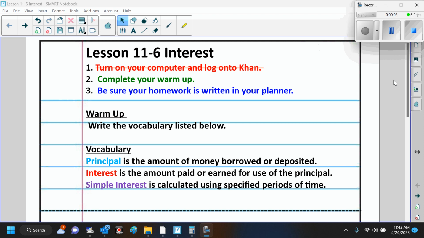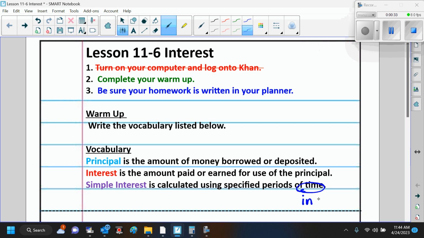Lesson 11-6 is interest. Okay, the first thing I wanted you to do is write down this vocabulary. Principal is the amount of money borrowed or deposited. Simple interest is the amount paid or earned for the use of that principal. Okay, and simple interest is calculated using specified periods of time. And that time has to be in years. Make sure you write that down. Time has to be in years.